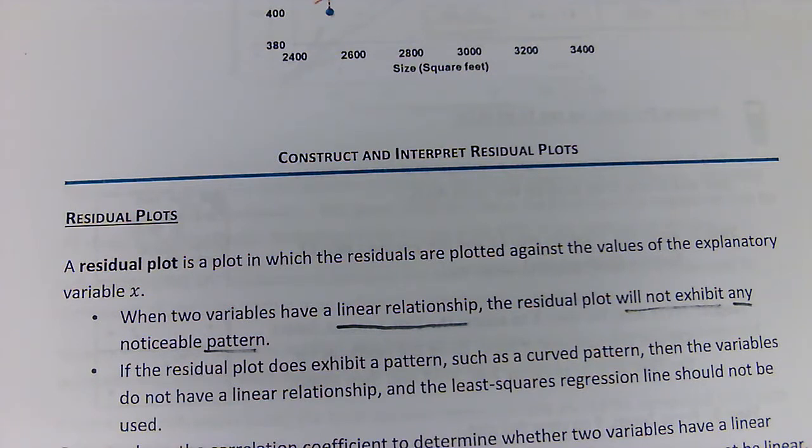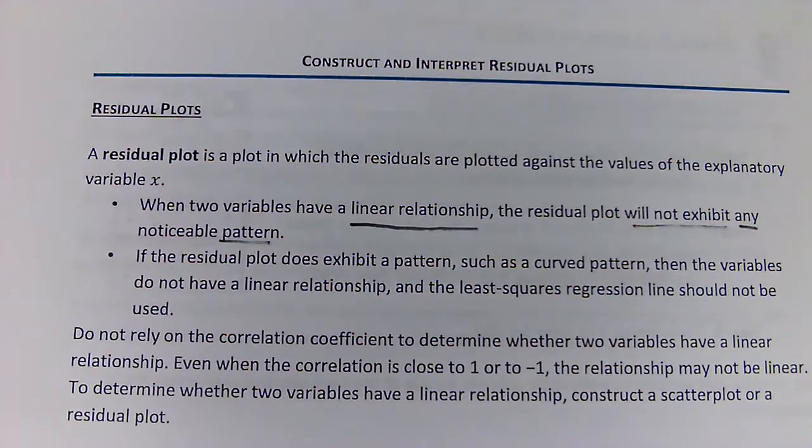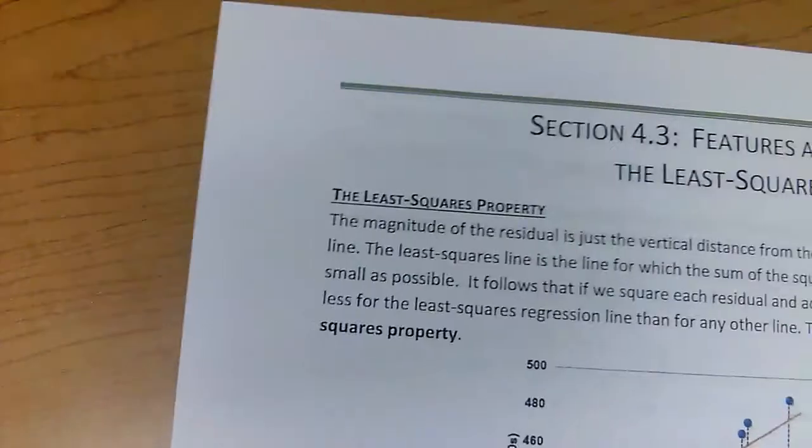Even if our correlation coefficient was close to 1 or -1, the relationship still may not be linear. So to determine whether two variables have a linear relationship, we really need to look at the scatter plot to see if it forms a line. Or we can look at the residual plot. So that's another way we can look at it.